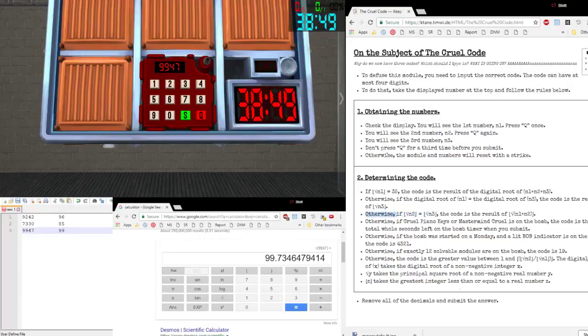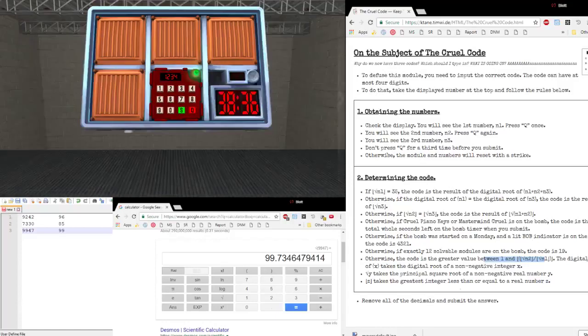Square root of second equals square root of third. Nope. Cruel. Nope. Monday. Nope. 12 modules. Nope. Greater of 1 or 85 over 96. 0 point something. Greater number is going to be, oh, what a surprise, it's a 1. And that is Cruel Code.